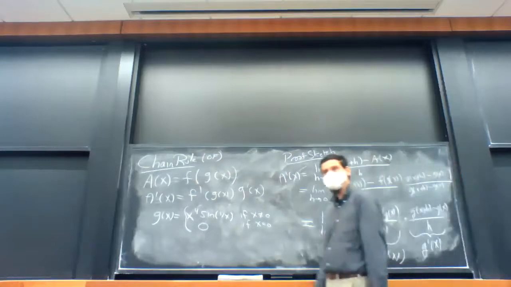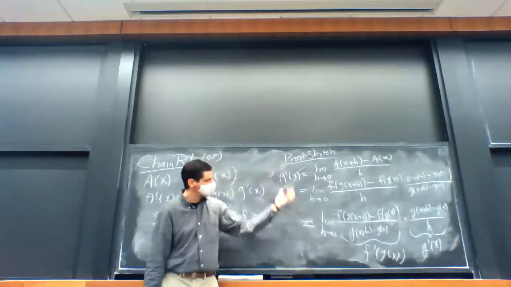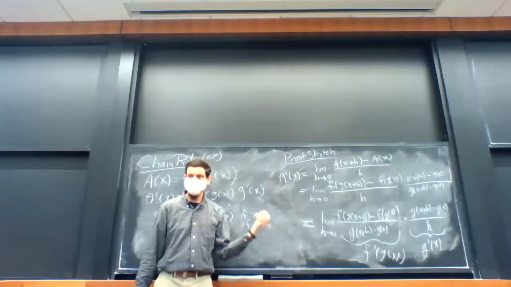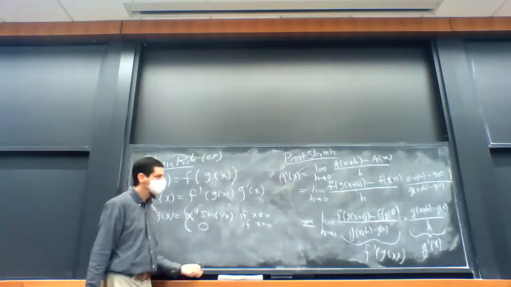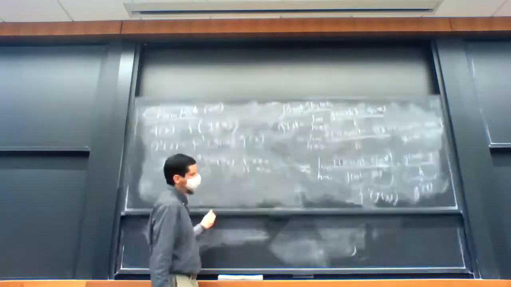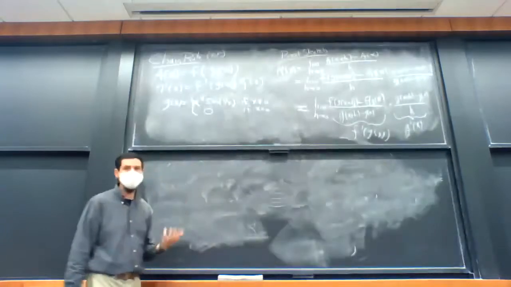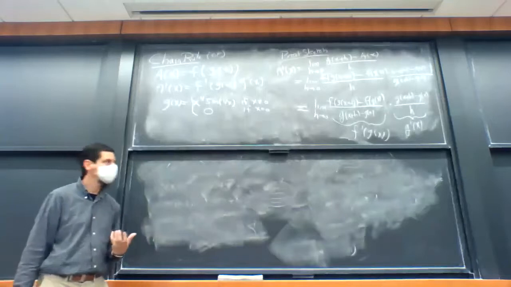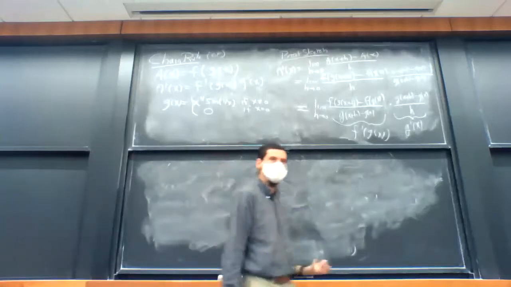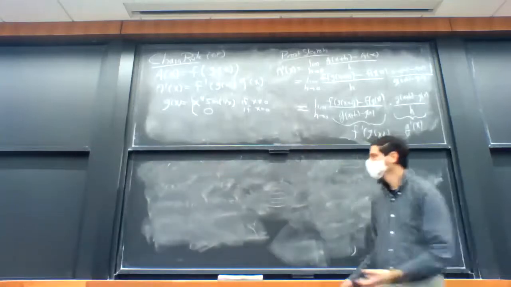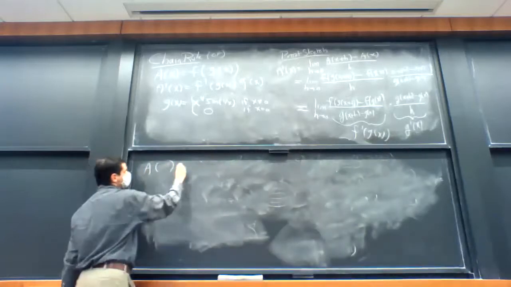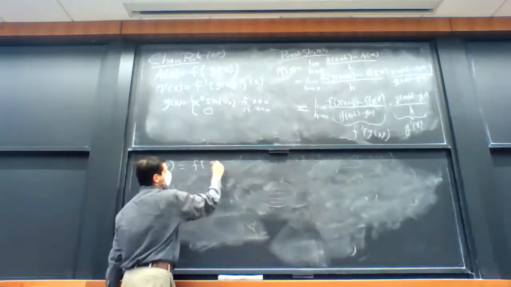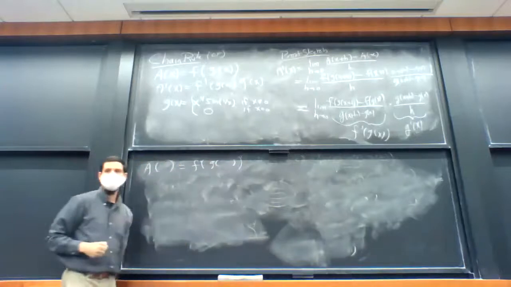I really like this proof because I think it is illuminating in terms of what's going on, but you have to be careful about one of the issues. This is the one variable chain rule. And there's lots of applications of the one variable chain rule. What we want to do now is try to extend this to several variables. So we're going to have some function a of something, which is f of g of something.